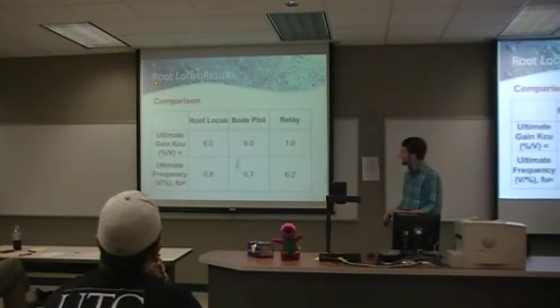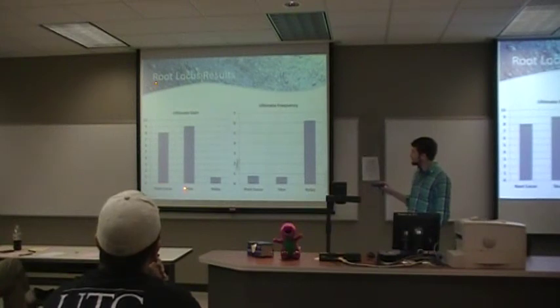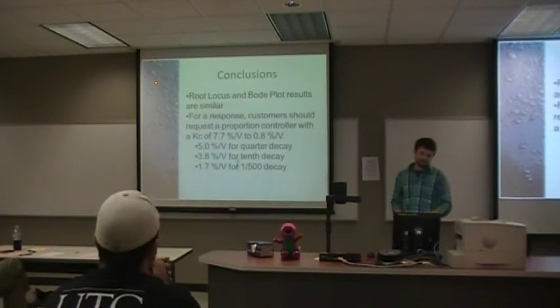Now, if we compare that to the Bode and relay, in this table here, you see that the data that we received from root locus and sine were very similar for both the ultimate gain and frequency. Then the relay was very far off. In conclusion, the root locus and Bode plot results are similar.